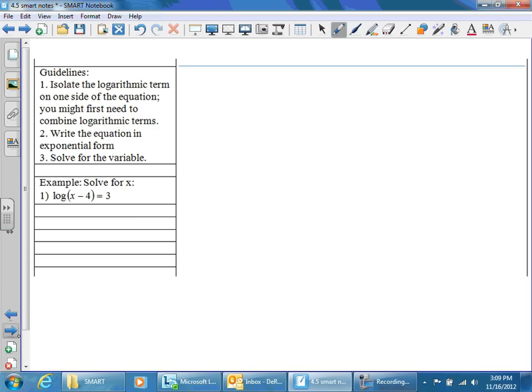Alright, let's do this next one. Kind of have some guidelines for you on what to do when you're solving for logs, and that's the first, isolate that log term. Then you want to rewrite the equation in an exponential form and solve for the variable. So let's look at our first one. When I don't see the base of the log, I know that it is log base 10. Just like if I had ln, I know it's log base e. This one, when you don't see it, it's log base 10.